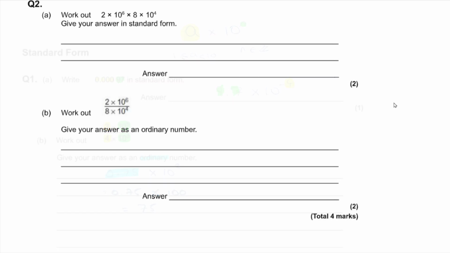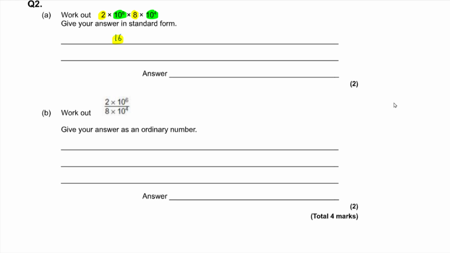Okay. Now again, I've got two numbers here in standard form that I'm multiplying together. And again, I'm going to do the same thing. We're going to multiply like with like. So we're going to multiply the number part with the number part, and the exponent part with the exponent part. So 2 times 8, that's 16.